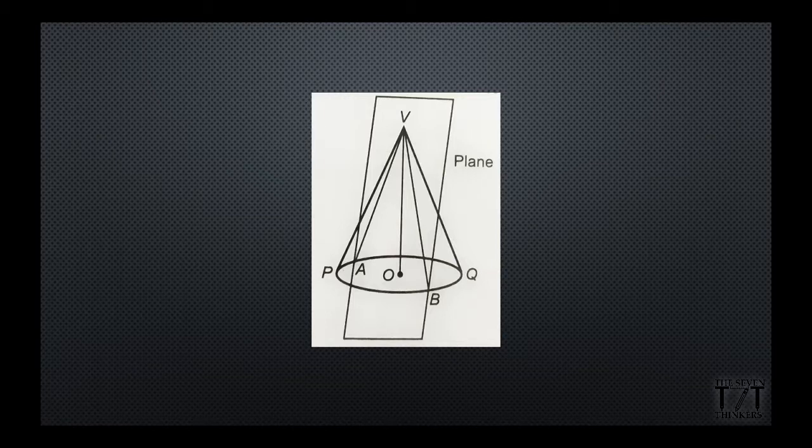But if we cut the right circular cone from its vertex, what will we get? We will get a pair of straight lines. As you can see in the given figure, V is the vertex, and if we cut the cone from the vertex, we get VA and VB as a pair of straight lines. So we first need to understand that by cutting a right circular cone from the vertex, we get a pair of straight lines which will always pass through the vertex of the cone.